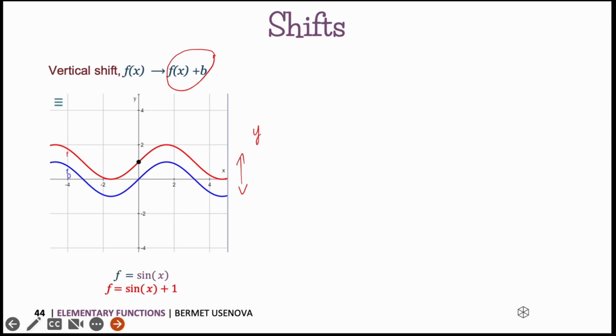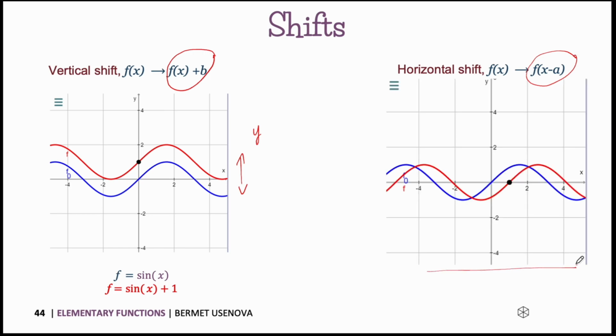Here is an example of sine x and sine x plus 1. And if we add or subtract something from the argument of the function, we move along the x-axis. It's called horizontal shift. So here is an example of sine x and sine of x minus 1. So we were here and then we moved to 1 here.